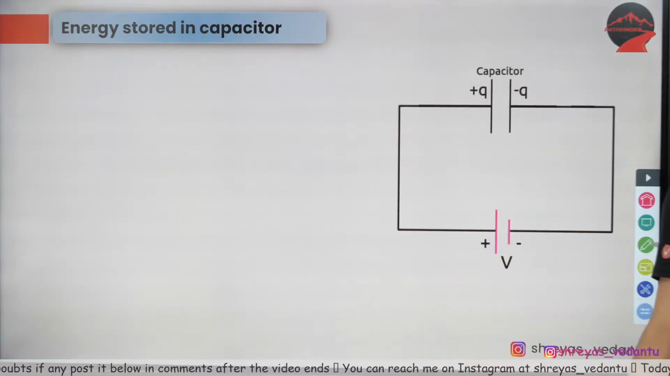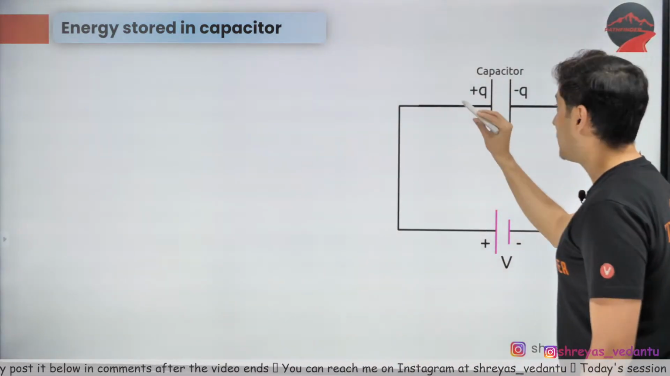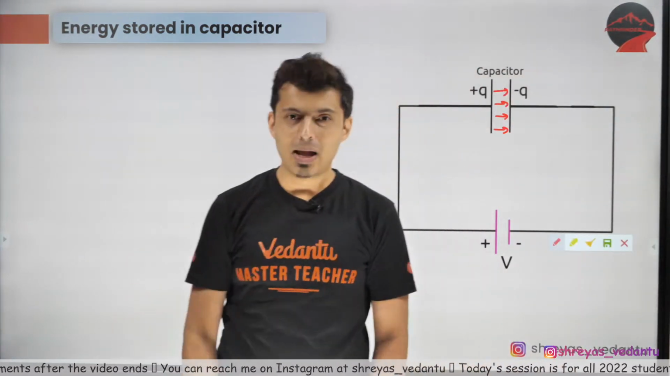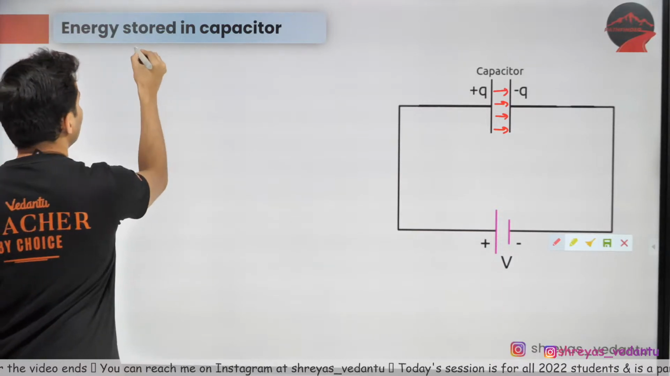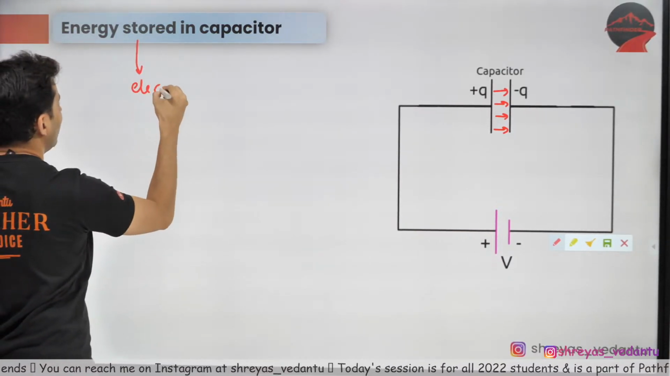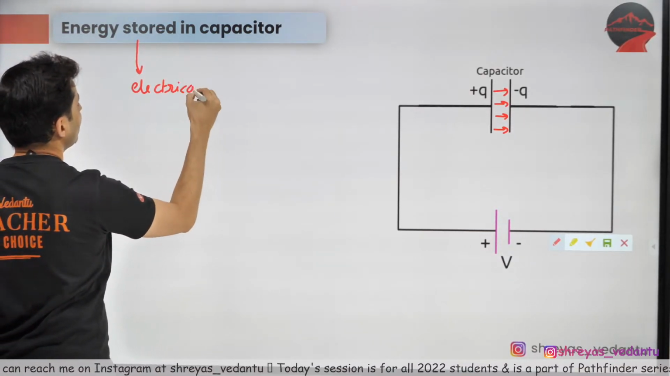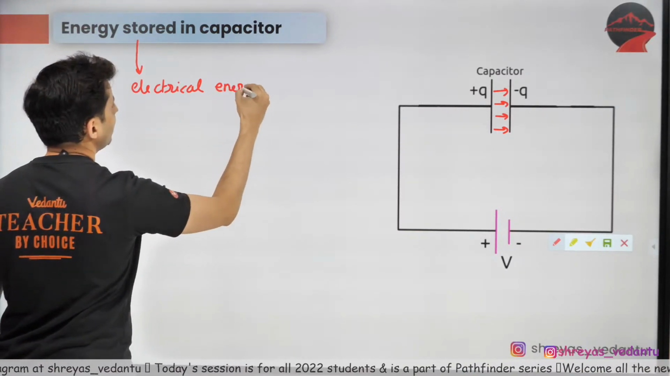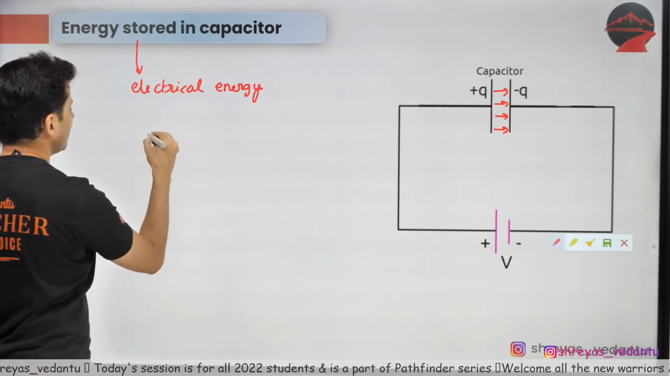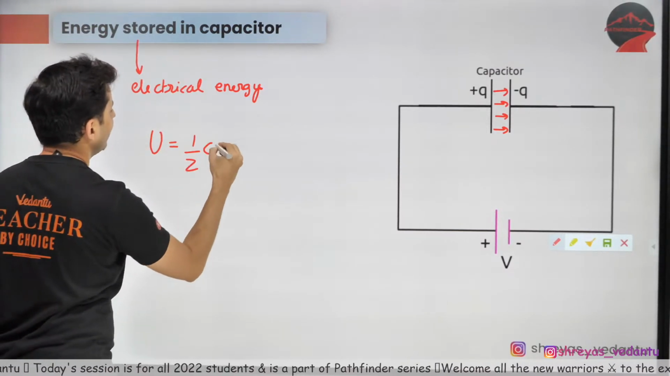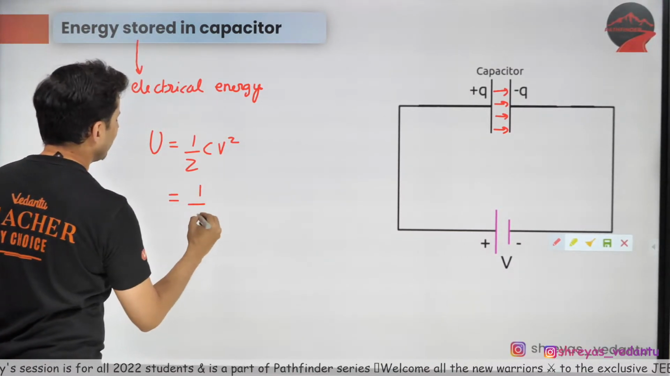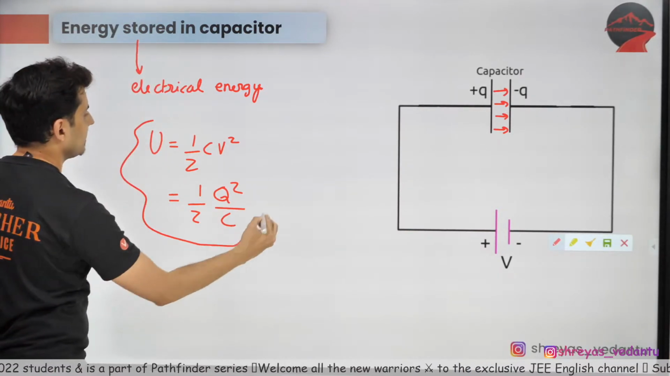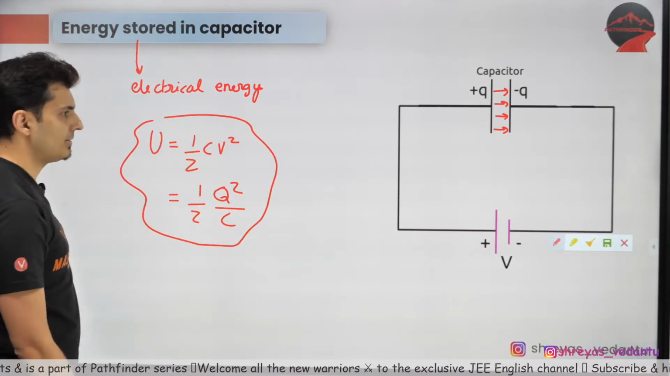We know that there are two oppositely charged plates and there is a field between them, and a capacitor will always store energy. This energy is always electrical energy, given by the symbol U, which is half CV square. You can also write it as half Q square by C, one and the same thing. This is the energy stored in a capacitor.